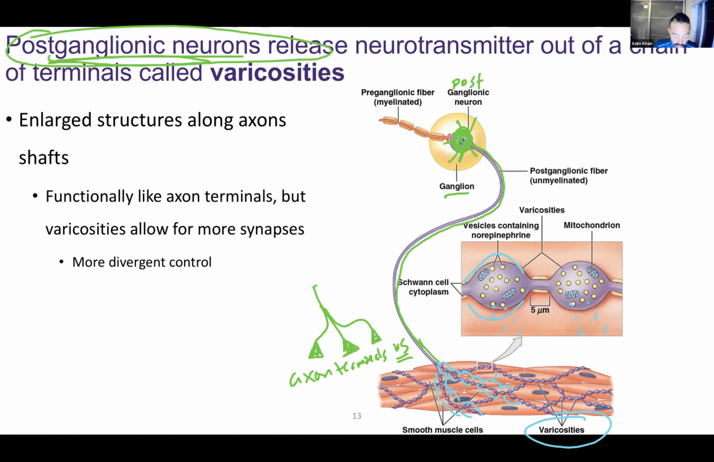This further spreads out control. We have very divergent control here at these varicosities. Varicosities, once again, are these enlarged structures at the end-ish of these postganglionic neurons, and they branch out and allow for spread out control of whatever it is we're controlling, smooth muscle, cardiac muscle, glands. These are just for the postganglionic neurons.